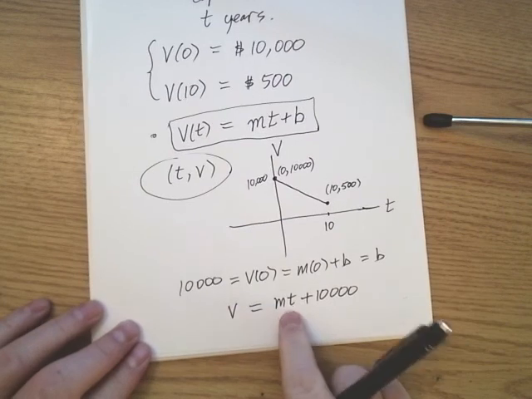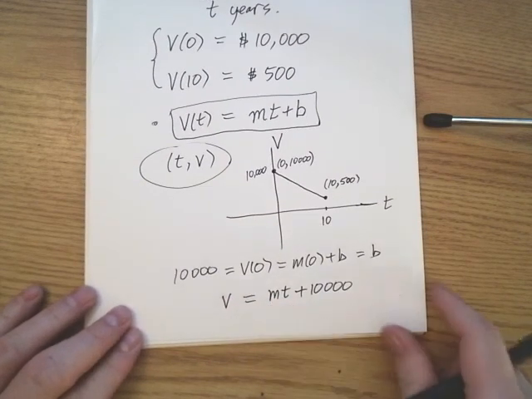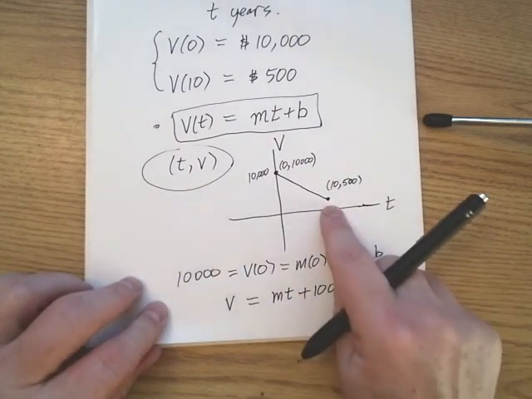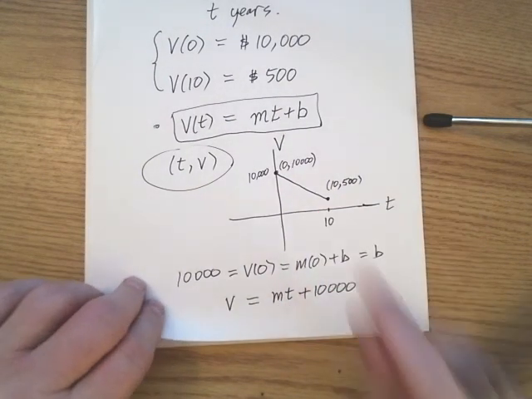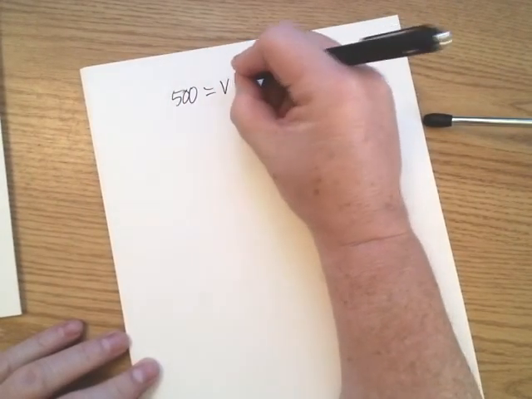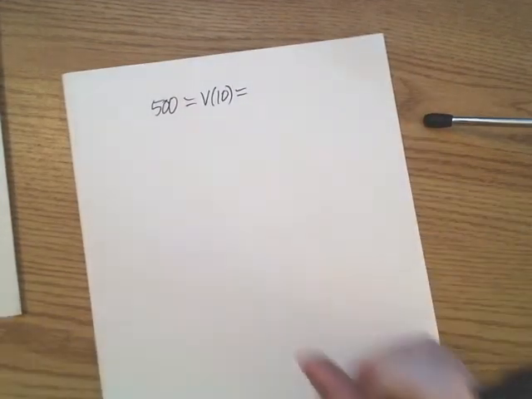Now we know that the slope is going to be negative, so that's going to be a negative number sitting in front of there. Let's go ahead and work that out. How do we find out what m is? Well, we've got to use this second point here. Okay? So let's see. $500 is v after 10 years, or v of t. So that would be what?